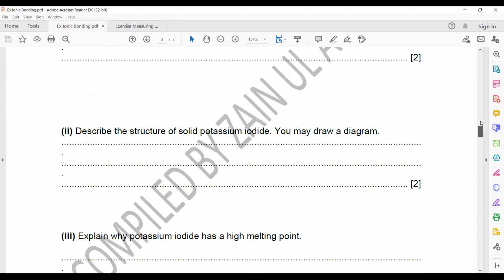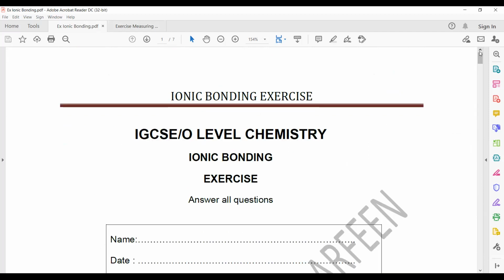So this was a weekly homework related to the topic of ionic bonding. Next week, I will share a covalent bonding homework. Any question related to this exercise?